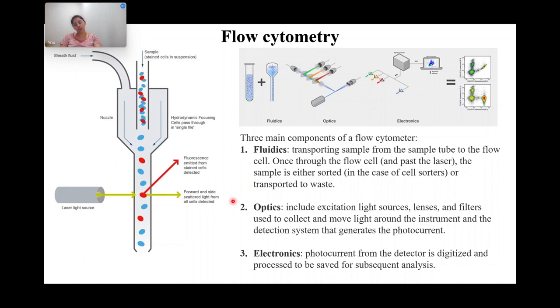The second part is optics. So here you have the excitation lights, the lenses, and the filters that can collect the light that has come from the system and then pass it on to the detection system, which is the electronics, which will give you the digitized signal. So to check the fluidics in detail, you have the single cell suspension from a cell culture.